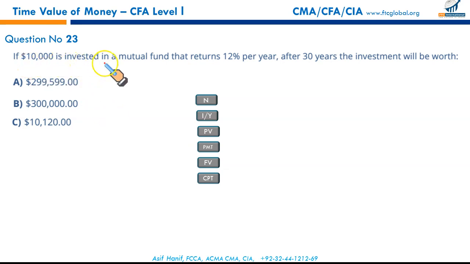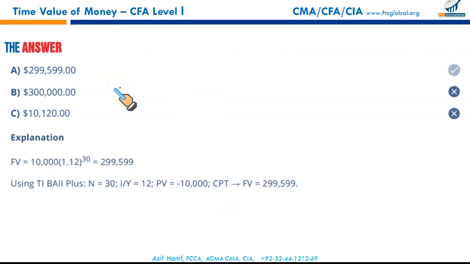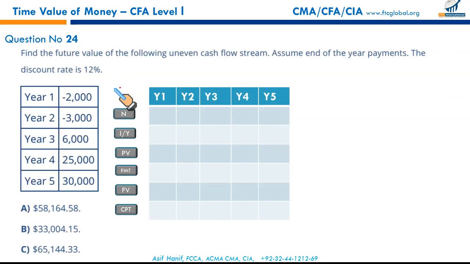If $10,000 is invested in a mutual fund that returns 12% per year, after 30 years, the investment will be worth. A very straightforward question, no twist in it. Present value $10,000. Payment is 0. Simply punch in these numbers, CPT future value, you will get 299,599 positive. So that makes A the correct option. Straightforward question for practice.